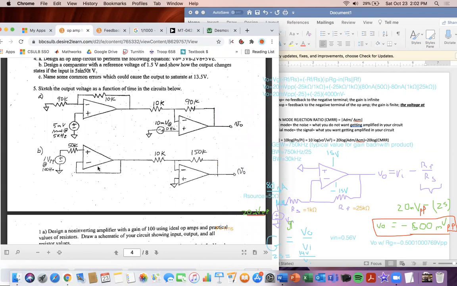5. You want me to do part B? I don't have too much time, but I can do B. Okay, let's do B. Okay. Let me clear this and let's start.